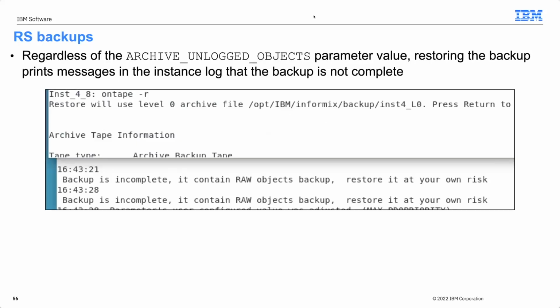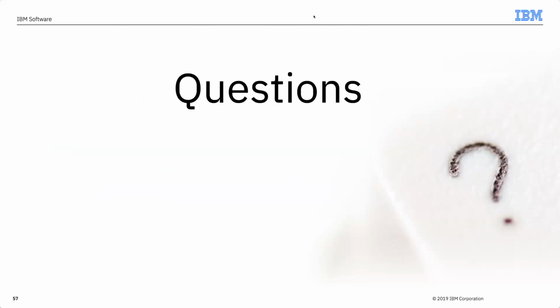So regardless of what your archived unlogged objects parameter is, you can restore a backup that was created on the secondary. What it will do, however, is tell you that, hey, I'm restoring this backup, but it's missing raw objects. Use this backup at your own risk. There's no, I'm missing this object or I'm missing that object. It's just, this isn't a complete backup. So that's HA backup from an RS secondary.